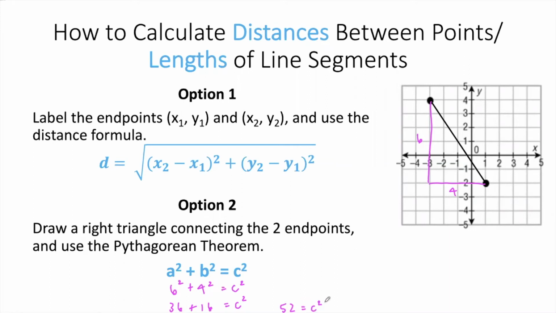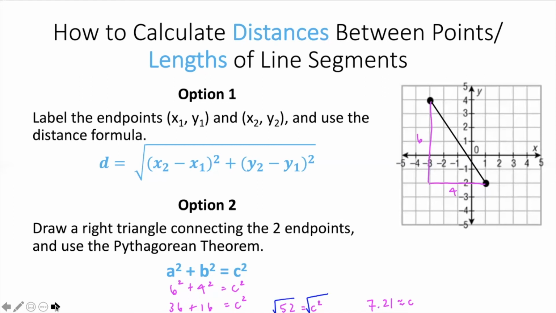And to get C by itself, we would need to undo this squared. And the inverse of squared is a square root. So we would take the square root of both sides of the equation to get C by itself. And then we can type into a calculator the square root of 52. You can do that in your phone calculator, though you might have to turn your phone sideways. Or you can use the Desmos calculator and type square root of 52, and you would get about 7.21. So that is about the length of the hypotenuse, or C. So this line segment right here is about 7.21 units.